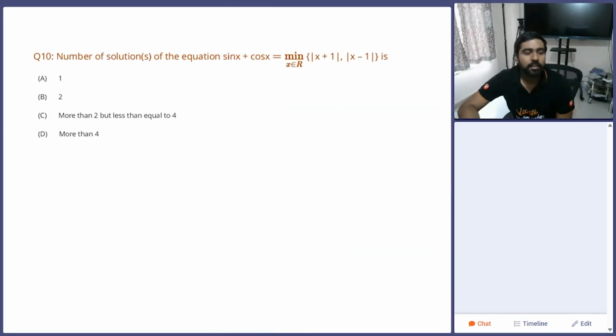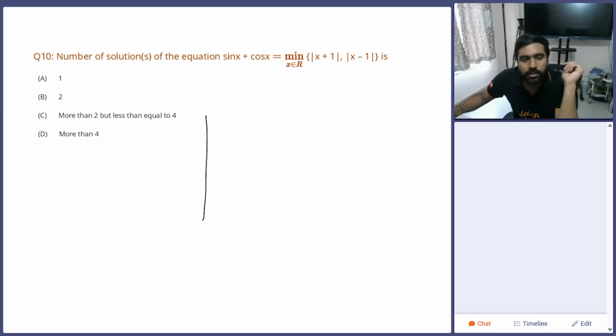What do we have here? Find the number of solutions of this equation: sin x plus cos x equals the minimum of mod x plus 1 comma mod x minus 1. Okay, so this is a very straightforward question. All you need to do is just basically focus on these 2 graphs over here. One is your sin x plus cos x graph, and the second one will be your minimum of mod x plus 1 and mod x minus 1.